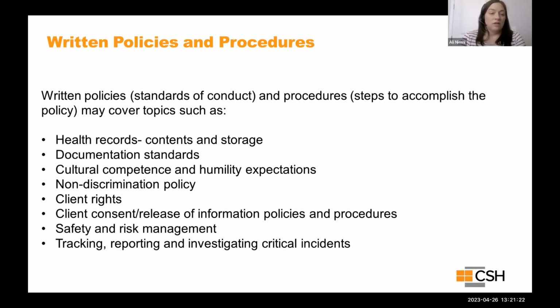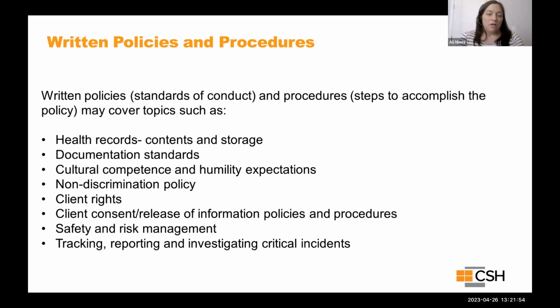Client rights, about what services they're entitled to, what kind of communication they're entitled to, things like that. Client consent, release of information, policies and procedures, and we'll get into some of that with the HIPAA discussion later in the training. Safety and risk management, and tracking, reporting, and investigating critical incidents. I think those are pretty self-explanatory.